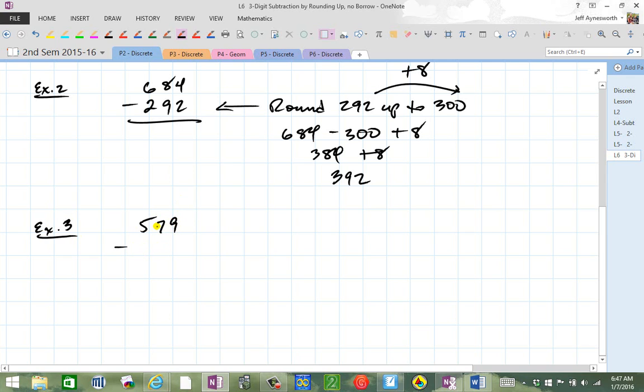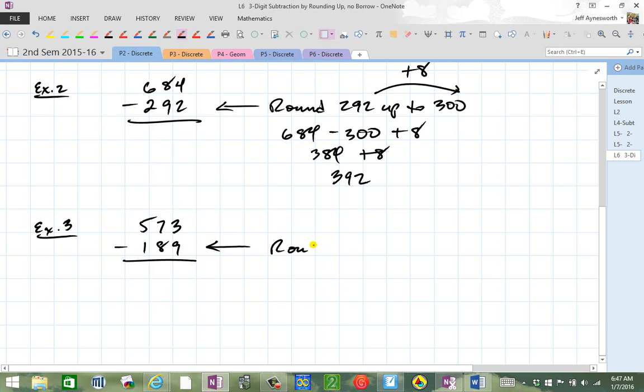All right, so let's take a look at 573 minus 189. Change your example problem right there. All right, so no borrowing here. No right to left, no borrowing. So what we're going to do is we're going to round this number up.